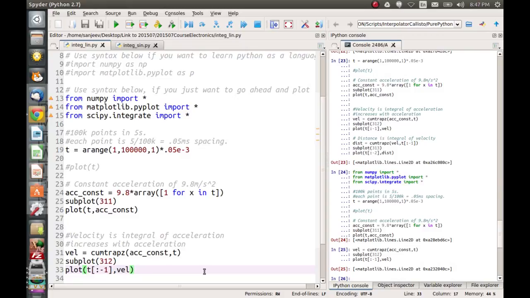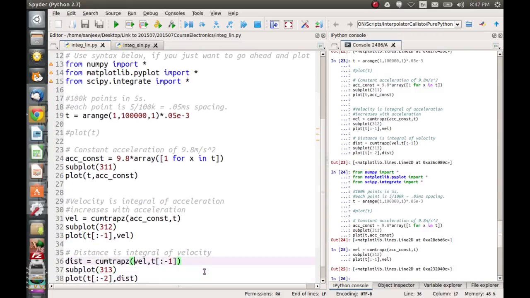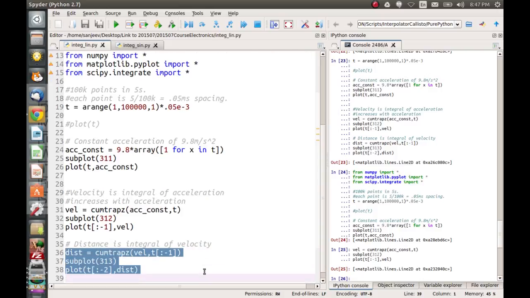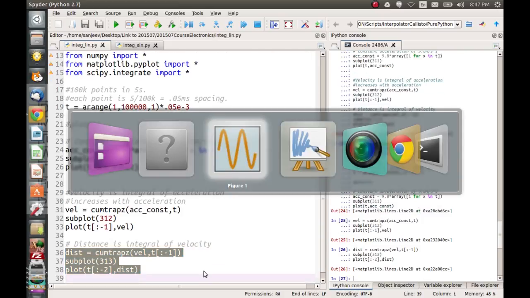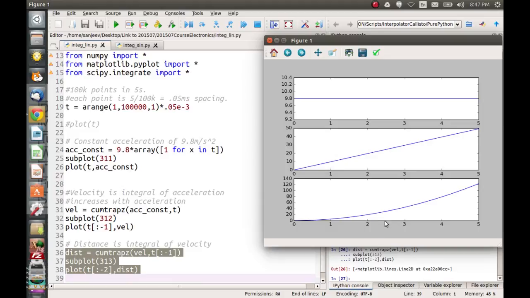And if I integrate it again, then I get distance, and that's basically this curve that we see here. The scales are extremely different in the three cases. This scale is very small, around 10. This scale is going to 50, and this scale is going to some 125 or so.